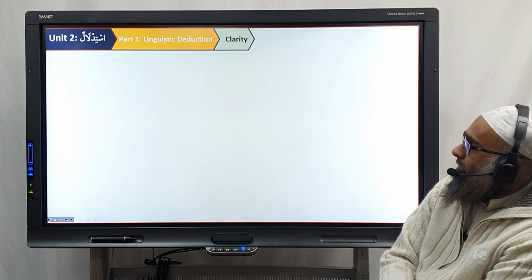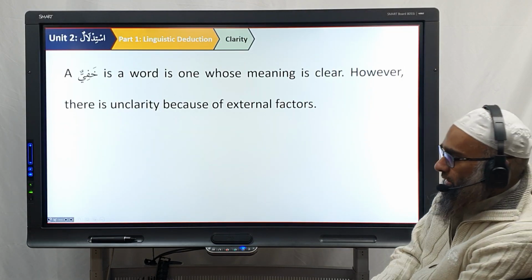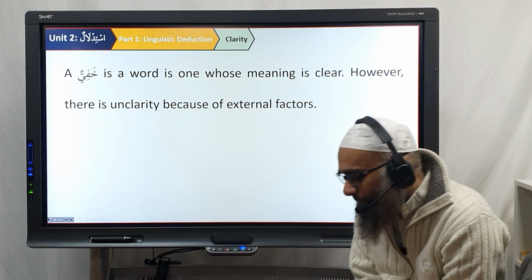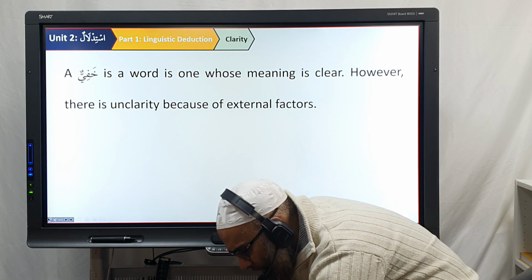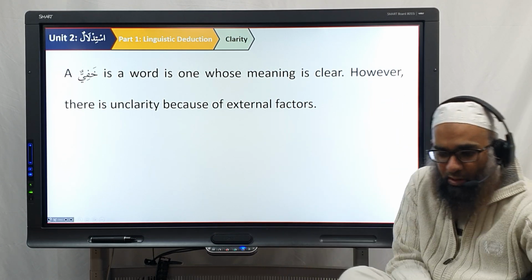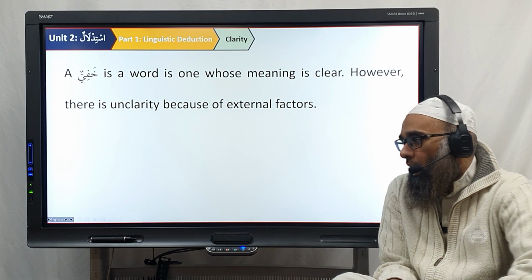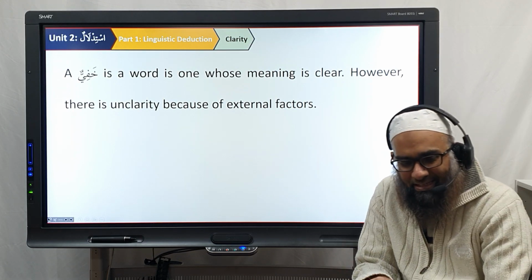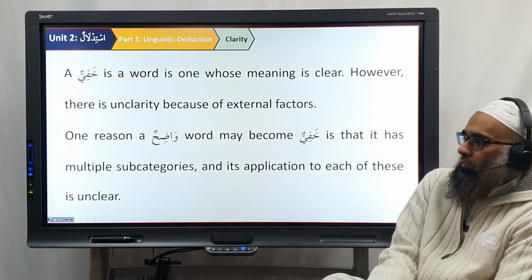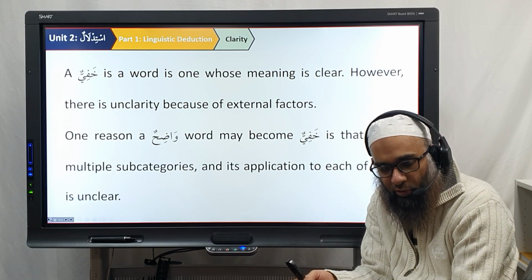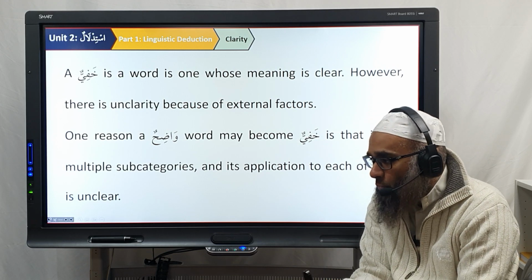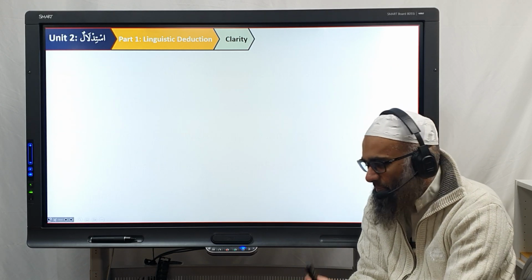Okay. Khafi. What does khafi mean? Khafi is a borderline between wadih and ghair wadih. Why? Because we say khafi is a word whose meaning is clear. So the meaning of this word is clear, correct? However, there is unclarity because of external factors. For example, a khafi word may have multiple subcategories, and the application to each one of these is unclear. Let me give you a simple example.